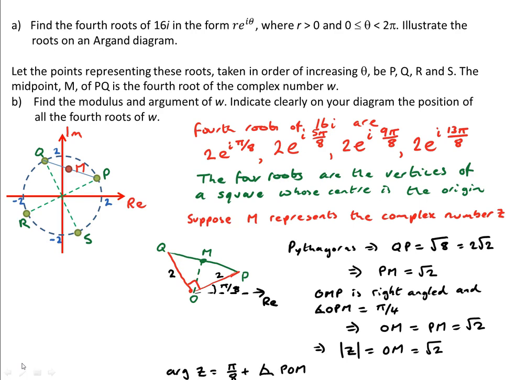The argument of Z is pi by 8 plus angle POM, but angle POM is 45 degrees, or pi by 4. So we've got the argument of Z is pi by 8 plus pi by 4, so that is 3 pi by 8. So we know that M represents a complex number Z whose modulus is root 2 and whose argument is 3 pi by 8.